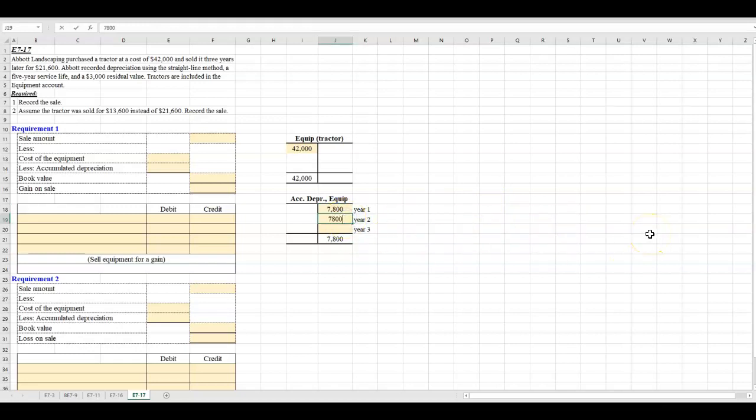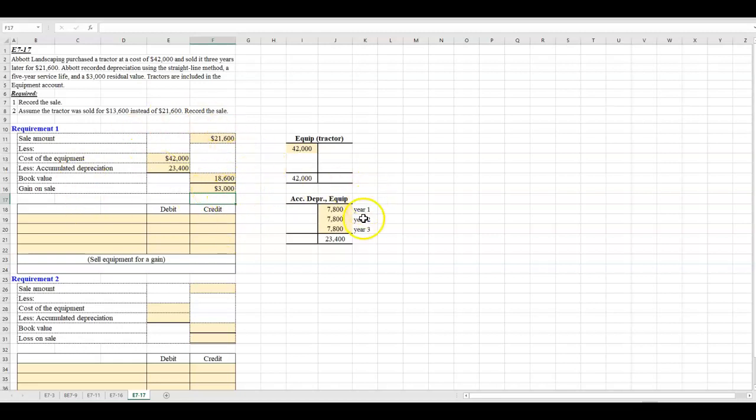They did this for 3 years. So their total accumulated depreciation is $23,400. They sold it for $21,600. The cost of the equipment was $42,000. The accumulated depreciation was $23,400. And so our book value is $42,000 minus $23,400. Now, the way you determine gain or loss is you compare the sale amount to the book value. So my sale amount was $21,600 and my book value was $18,600. So I actually have a gain. $21,600 minus $18,600 gives me a $3,000 gain.